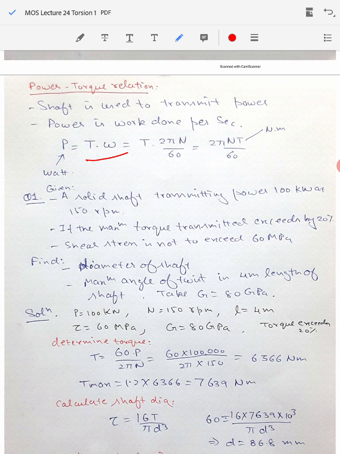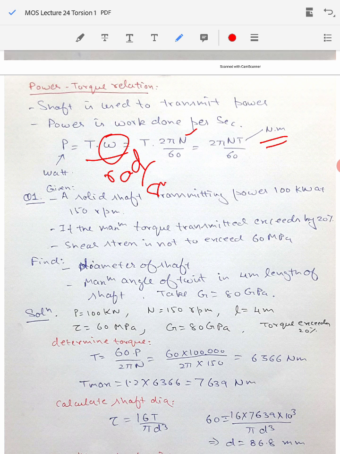If you have the speed in revolutions per minute, which is represented by N, you can write omega as 2 pi N by 60. Remember, this omega value is in radians per second. So if the shaft is rotating at a certain rpm, then instead of omega you need to substitute 2 pi N by 60, where N is in rpm. This gives us the power P in relation with the applied torque as 2 pi N T by 60, where T is given in Newton meter.